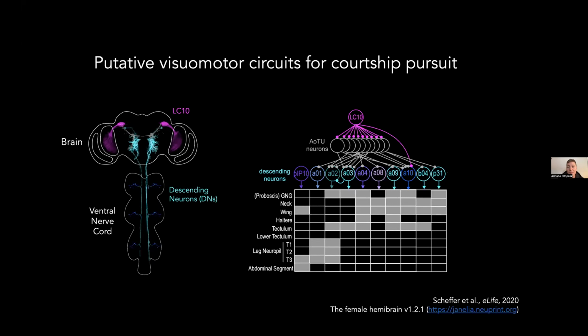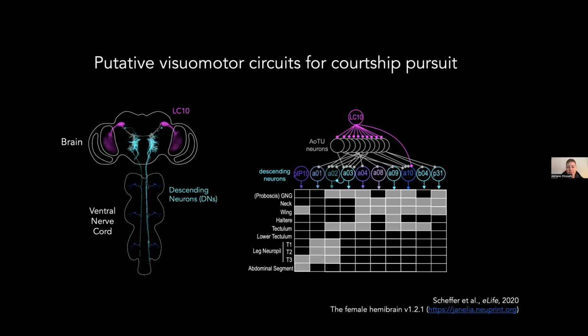And in order to probe this, I really wanted to be able to manipulate and record from these neurons during the ongoing act of courtship. And this is, of course, very difficult because it requires us to recapitulate that very complex social environment or interaction while recording from these underlying neurons.